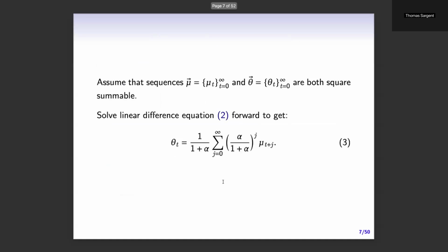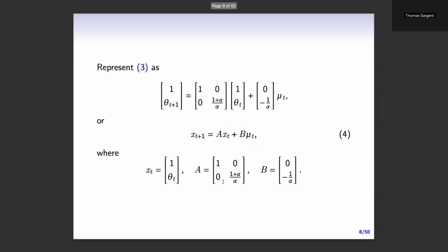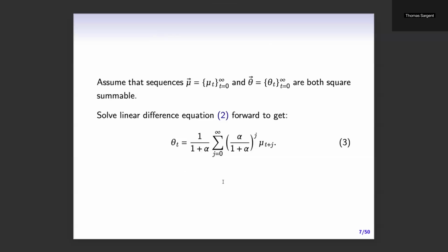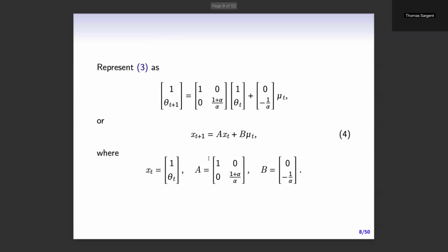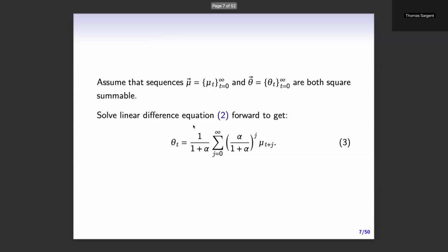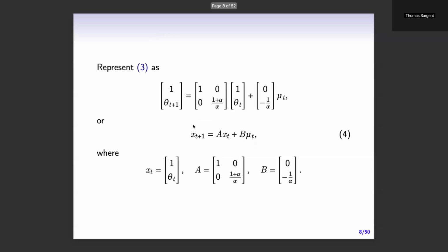Now, what we're going to do is, this problem was all rigged, and you'll understand why we rigged it, because linear quadratic dynamic programming is really easy. It's fast to compute. So we're going to represent this difference equation as a linear state space system. So our state vector is going to be 1 and theta t. Our control is going to be mu t.